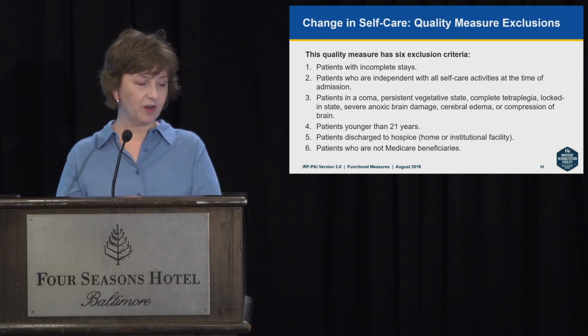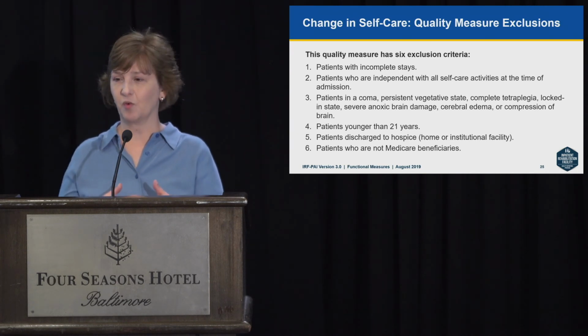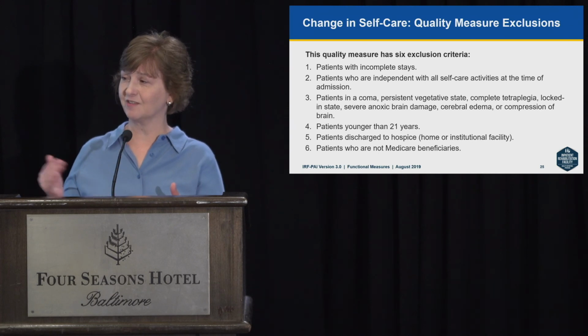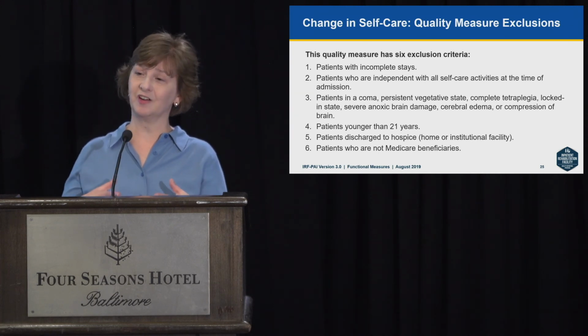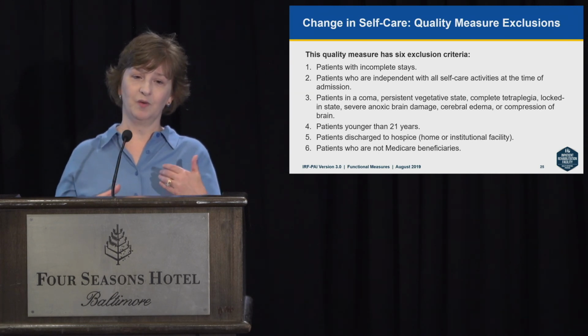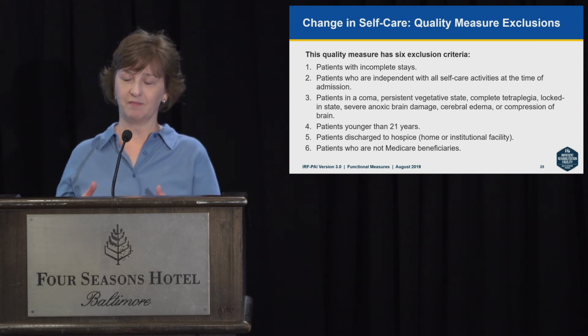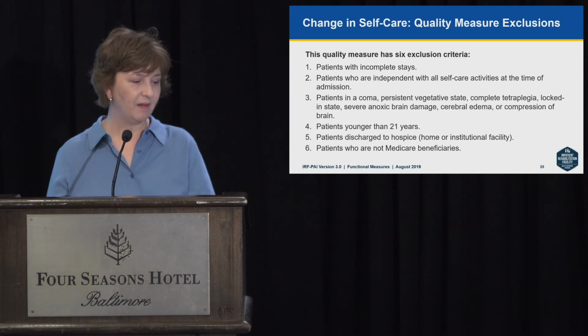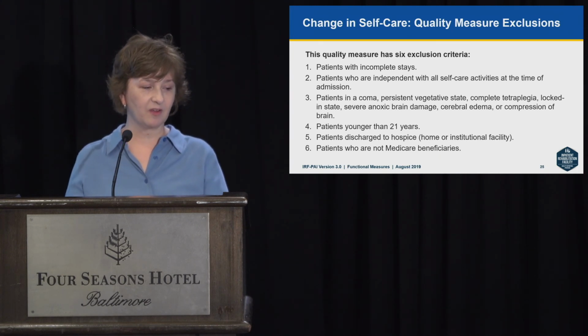Individuals under 21 are excluded, in part because there wasn't a lot of research for individuals under 21 who are Medicare beneficiaries and their functional outcomes, and there was very little data being submitted, so we weren't able to really recommend including those individuals without that evidence base. Individuals discharged to hospice are also excluded.